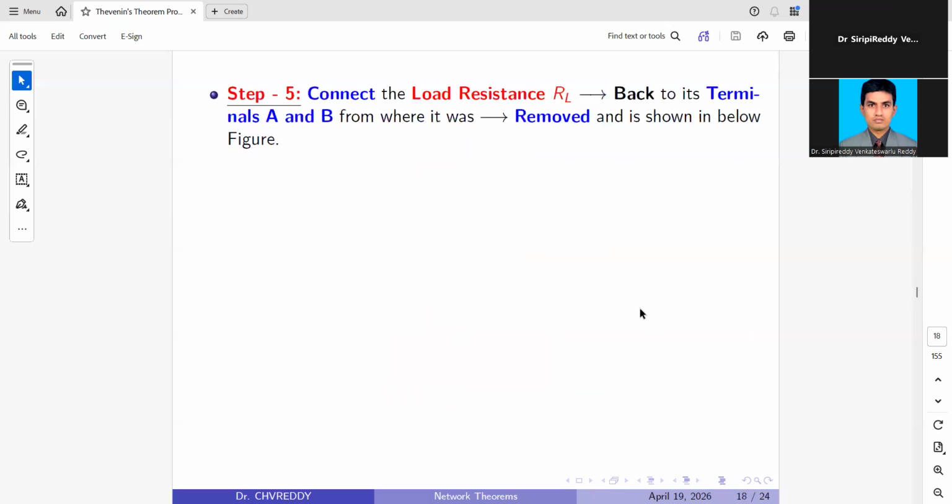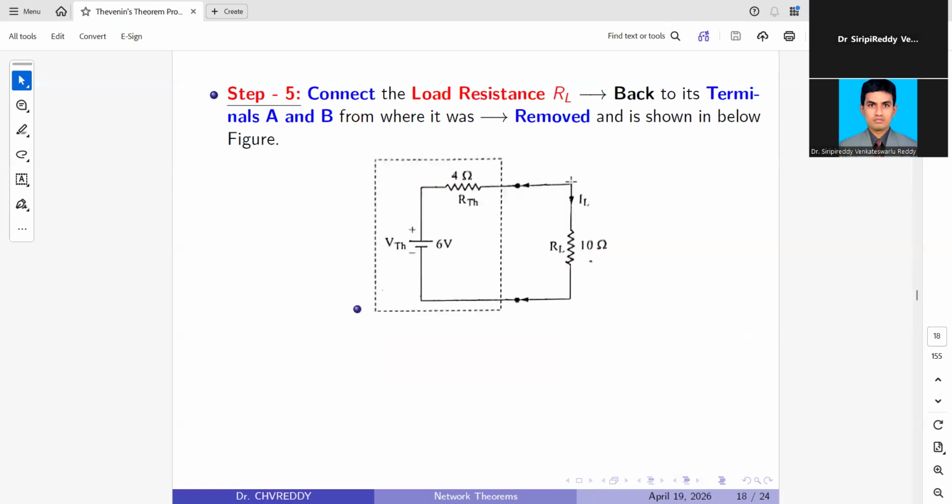So in step 5, initially we removed the load resistance from the terminal AB. Here, the load resistance that we removed, we are connecting back to its original position, as shown in the below figure. Initially we removed it from the A and B terminals, and again we connect that load resistance to the same AB terminals.